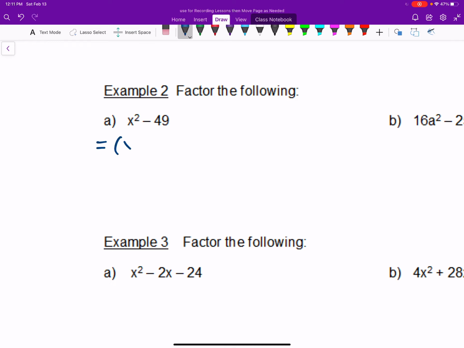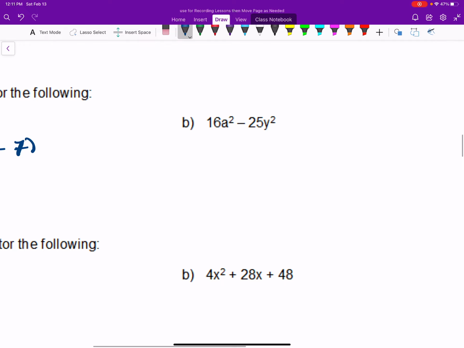I'll put an X at the beginning of each bracket. I'll put a 7 at the end of each bracket. I'll put a plus sign between one and a minus sign between the other. If I was to do FOIL on that, I'd get back to x squared minus 49. That's all there is to that one.